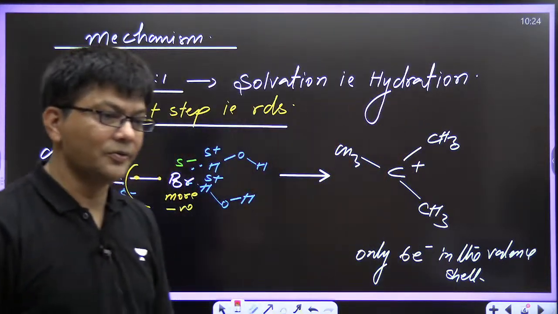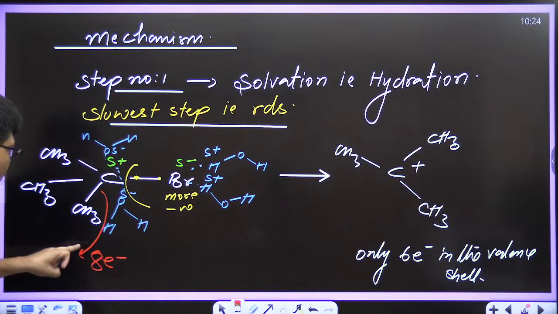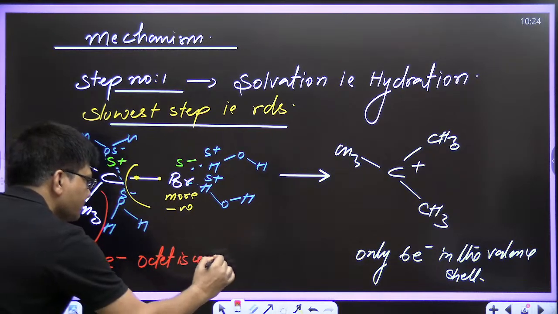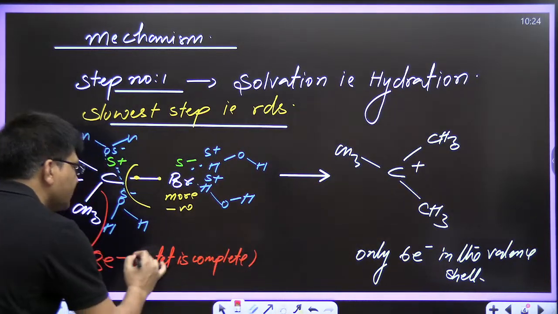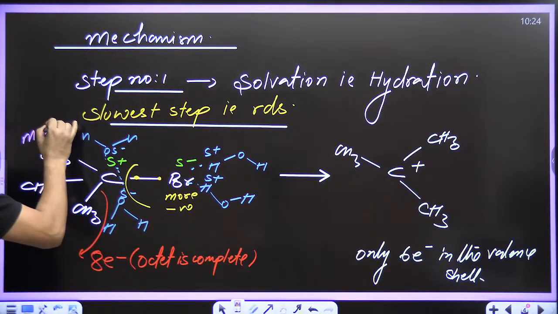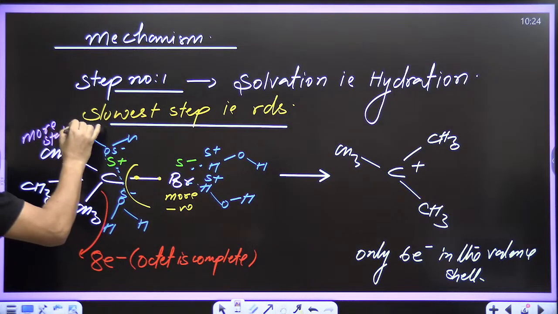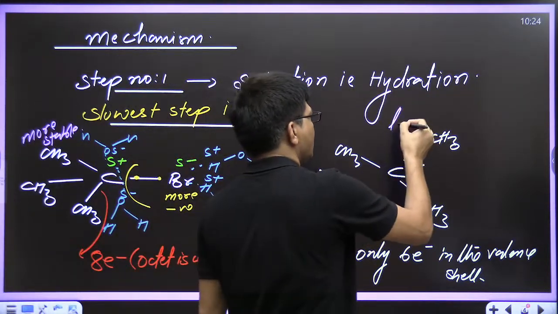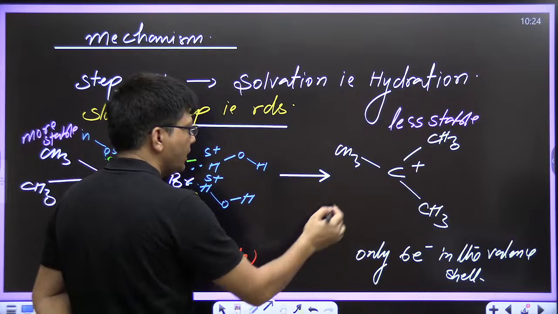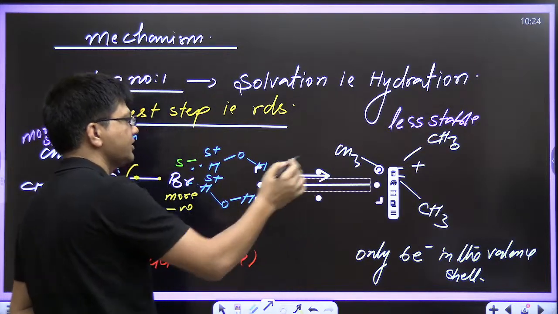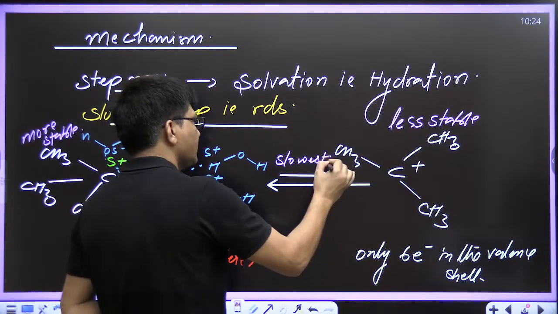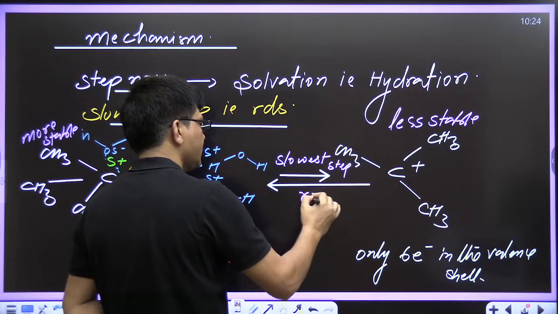Shiva Kumar, hello. Now kids, here the octet is complete, and there the octet is incomplete. So this is more stable, and that is less stable, kids. So the equilibrium will lie more in the backward direction and less in the forward direction, and that's why it is the slowest step, and the slowest step is the rate determining step, RDS, of the reaction.